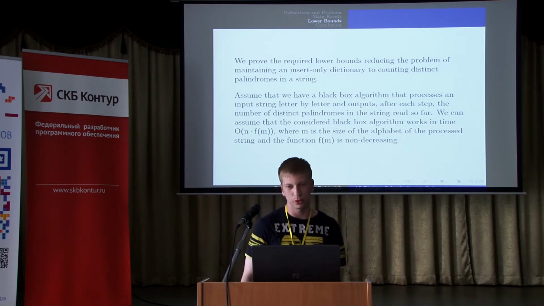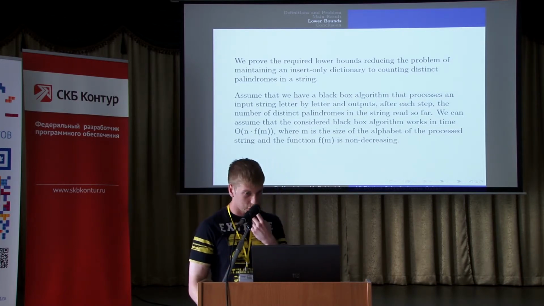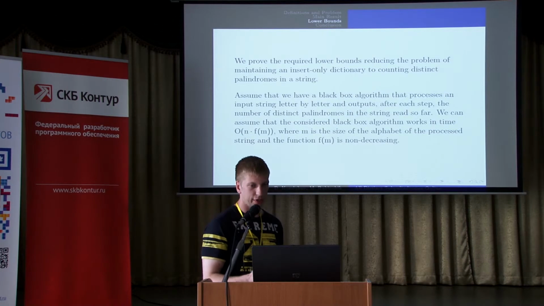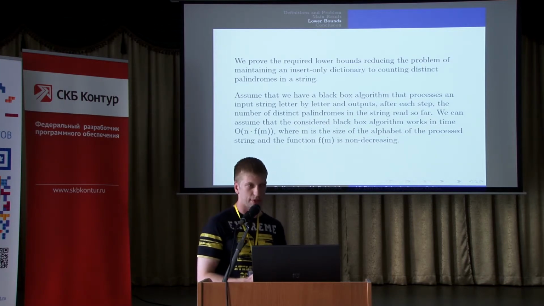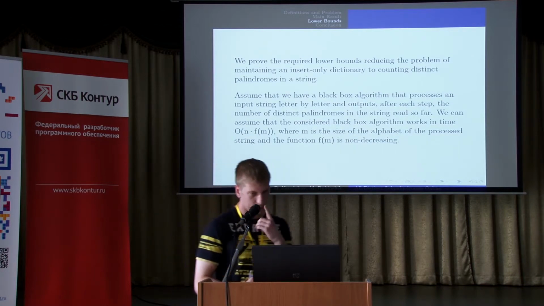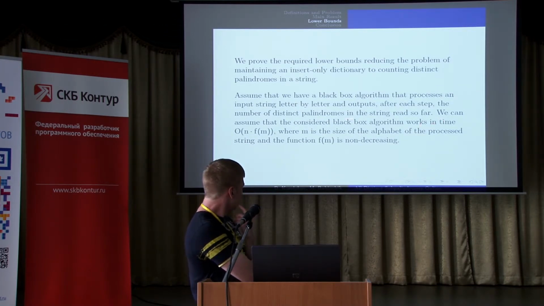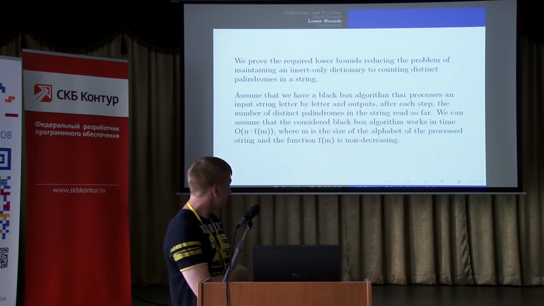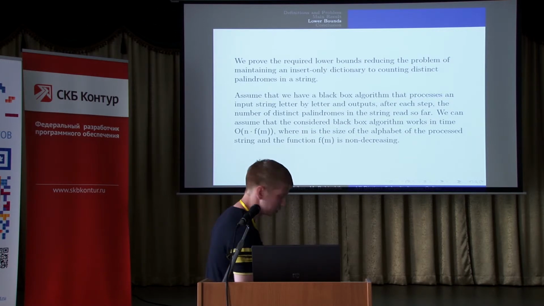We will prove the lower bound, reducing the problem of maintaining an insert-only dictionary to counting distinct palindromes in a string. Assume that we have a black box algorithm that processes an input string letter by letter and outputs after each step the number of distinct subpalindromes in the string read so far. This is precisely the algorithm that we should design, but here we try to prove the lower bounds for this algorithm. So suppose there is some black box algorithm, and we will construct an insert-only dictionary.